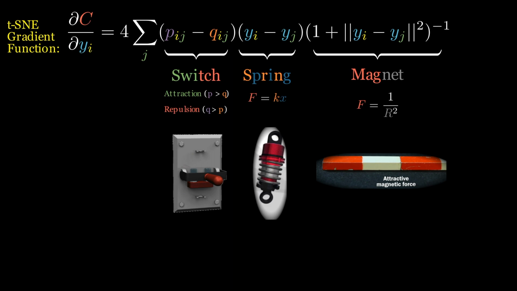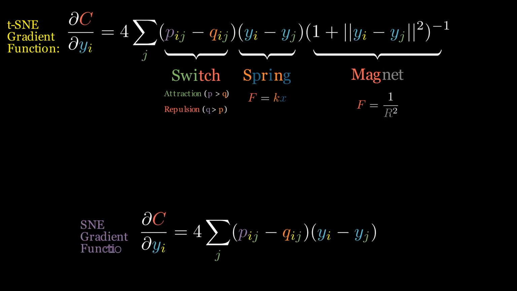So an intuition is to envision all our points being connected by springs and magnets. Our switch will control whether the forces between points are repulsive or attractive. The size of each force will be in relation to the distance as well as 1 over the distance squared. If we look at the regular SNE derivative, which doesn't use the t distribution, we see a much simpler equation, but one without the magnet term. It's the presence of this magnet term that stops the points in the map bunching together. It will exert a strong repulsive force when dissimilar points get too close to one another.